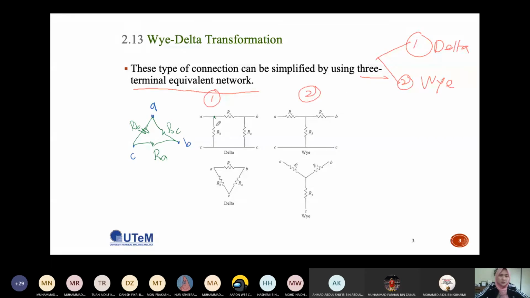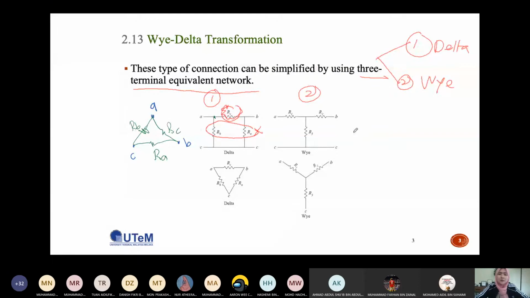Okay, so if you have a circuit like this, you can see that it is not a parallel circuit, it is not a series circuit. You cannot say that RA and RB is parallel. This is not a parallel circuit because you have RC over here. If you don't have the RC over here, then RA and RB is the parallel connection. Okay, same for this one.